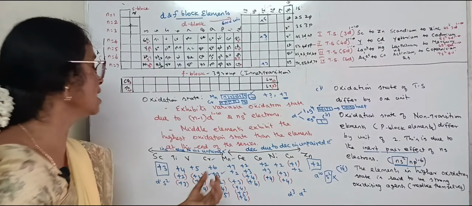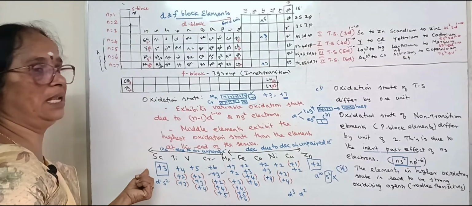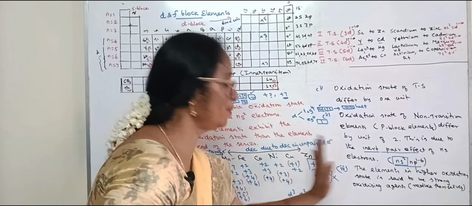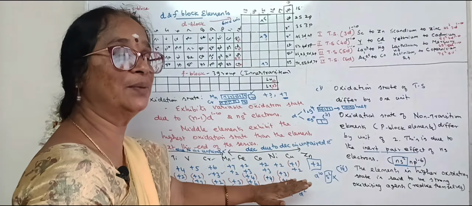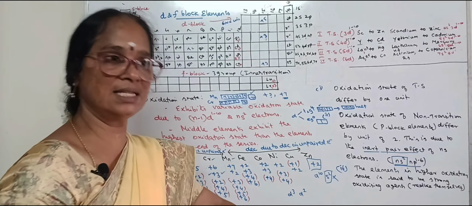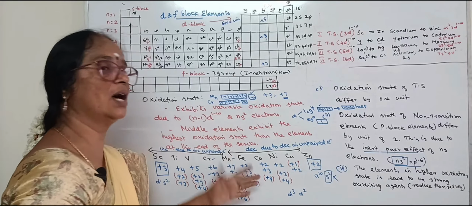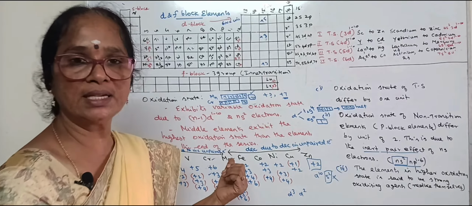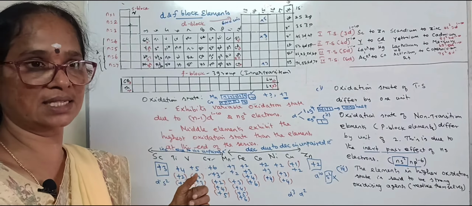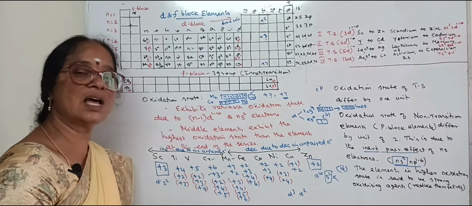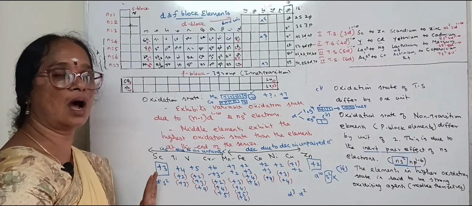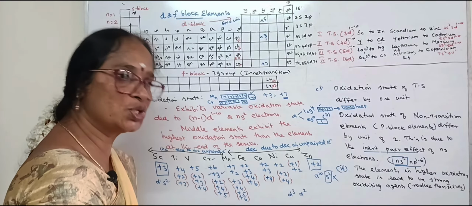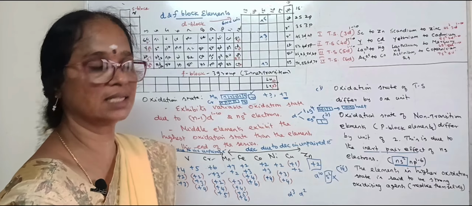This is the reason: to the left of the middle element, the number of unpaired electrons is less, and to the right of the middle, the number of unpaired electrons decreases. When the element has a large number of unpaired electrons in its valence shell, it is able to exhibit the highest oxidation state. Metals with the least number of unpaired electrons, or more paired electrons, exhibit lower oxidation states.